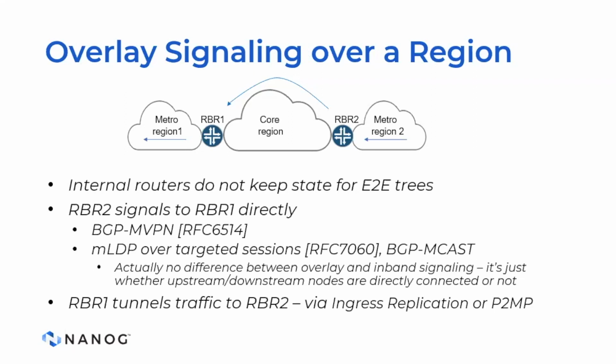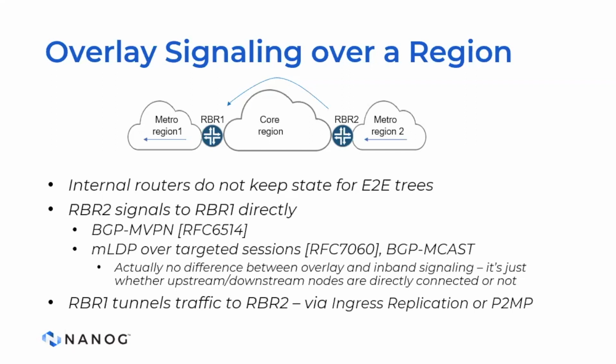Now, with overlay signaling over a region, the internal routers do not keep state for the end-to-end trees anymore. Instead, the regional border routers will signal to each other directly over targeted LDP sessions or over BGP sessions. There are three options here. The overlay signaling could be BGP MVPN specified in RFC 6514, or could be done by MLDP over targeted sessions specified in RFC 7060. And finally, it can also use BGP-MCAST signaling.